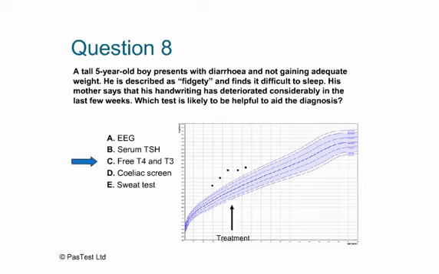This child has hyperthyroidism. The growth chart shows increased height, which is often seen with hyperthyroidism. After treatment, the height gain stabilizes. The diagnosis is made not on the TSH levels, which is suppressed, but on the free thyroxine and T3 concentrations. Celiac disease usually is not associated with increased height gain, and a sweat test would be diagnostic of cystic fibrosis.